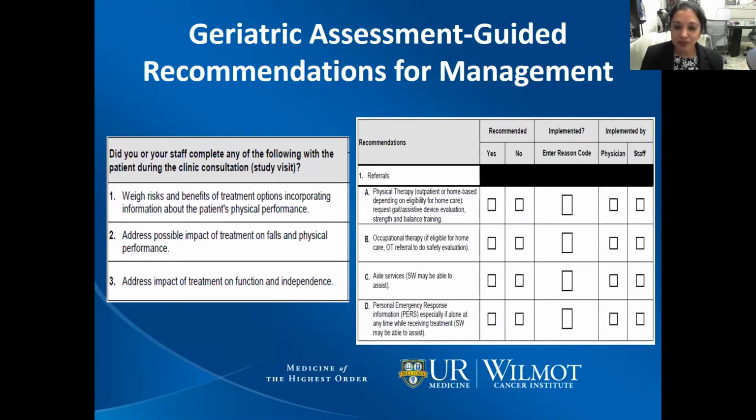The oncologists had complete control over what they did with this summary. They could throw it in the garbage, they could walk away from it, or they could actually do the communication and management recommendations and pick which ones they wanted to do. We also didn't prescribe cancer treatment. This was up to the oncologists. It was their patients. So we gave them the information and they were able to make decisions as they thought appropriate.